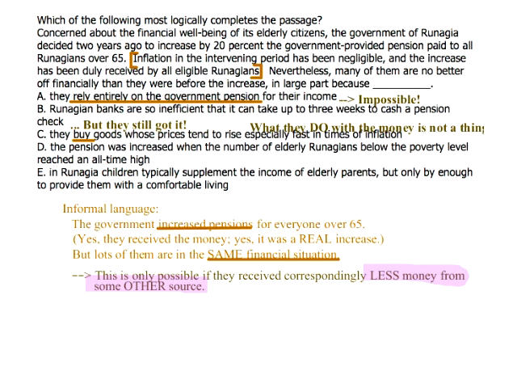D, the pension was increased when the number of roots was below reached an all-time high. Well, that might be the motivation why they did it, but it's not. I mean, this doesn't explain what the offsetting effect is.